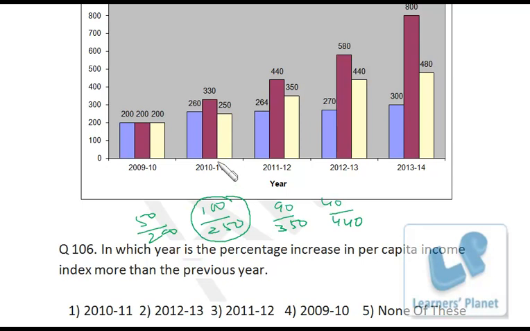So the growth is highest, or the percentage increase is highest, in case of 1011 to 1112. So 1112 it is highest. So this is your answer. I hope it's clear.